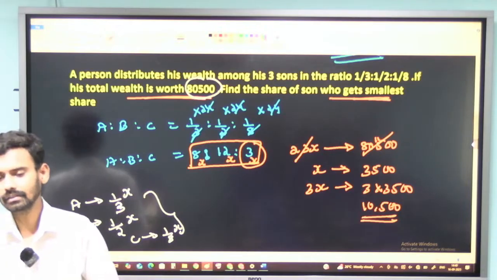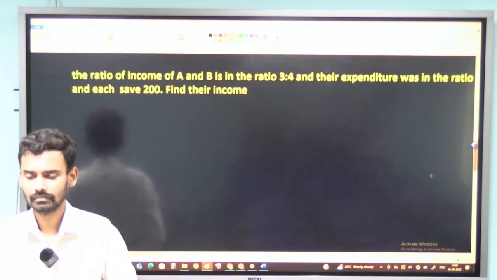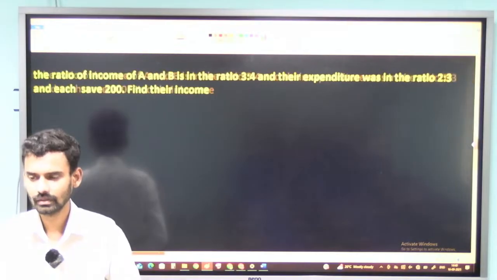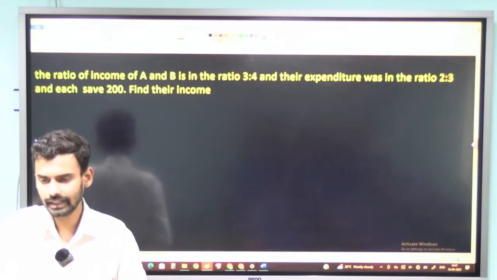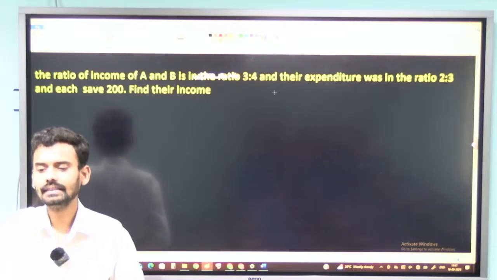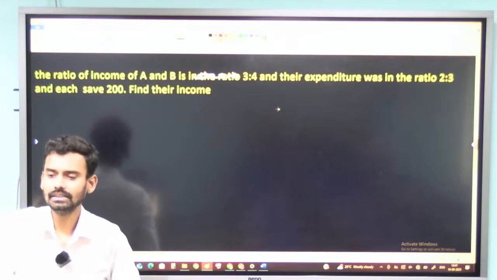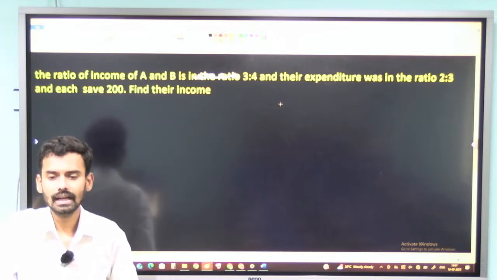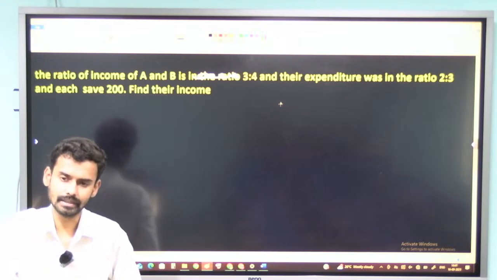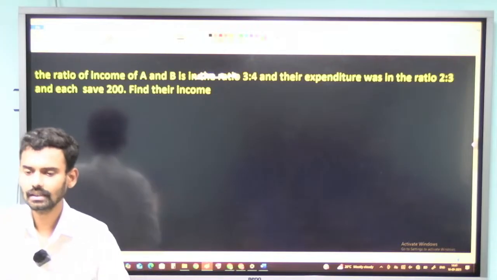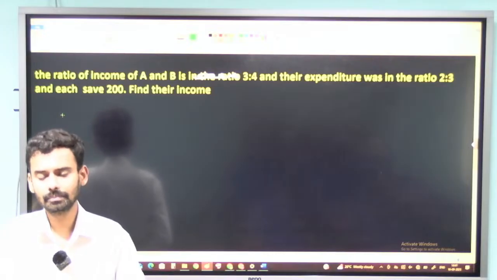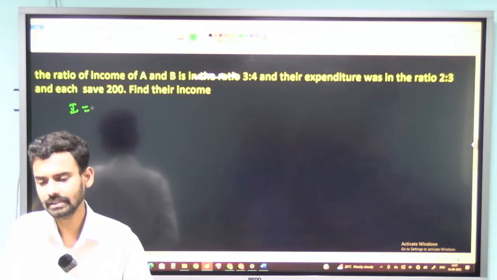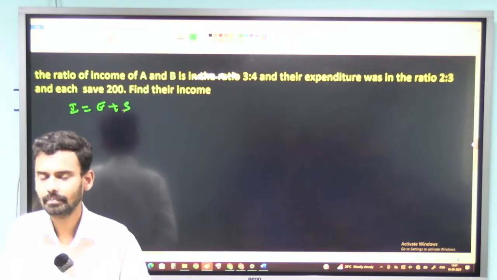Coming to the next question. The ratio of income of A and B is 3:4, and their expenditure is in the ratio 2:3, and each saves 200 rupees. There are two methods of doing this. One method is the basic method. The relationship between income, expenditure and saving is: income is equal to expenditure plus saving.